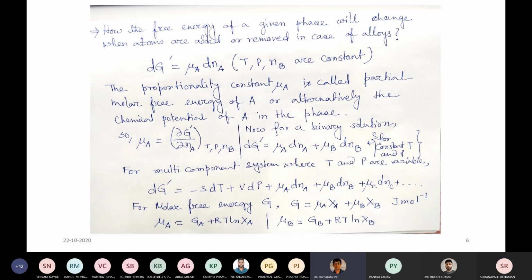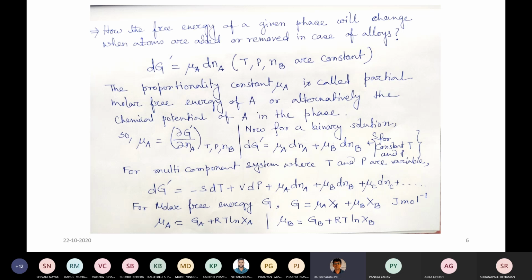So now we can write what we have written in the slide, that dG dot equals mu A into dNA, and we are taking T, P and NB constant. The proportionality constant mu A is called the partial molar free energy of A, or alternatively, the chemical potential of A in the phase. So mu A depends on the composition of the phase. Now we understand that the proportionality constant is mu A, which you can call partial molar free energy or chemical potential.